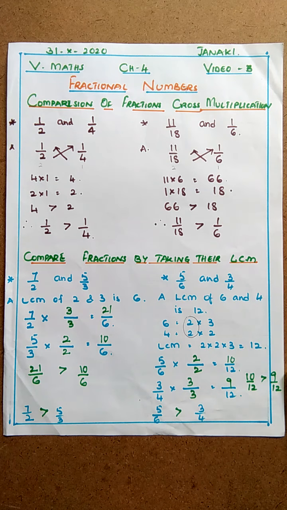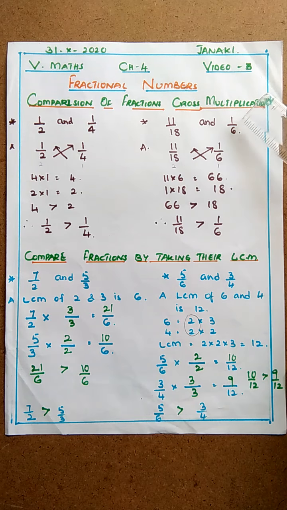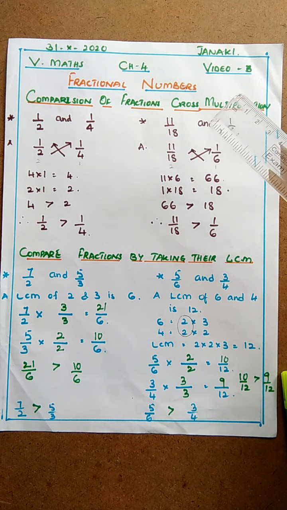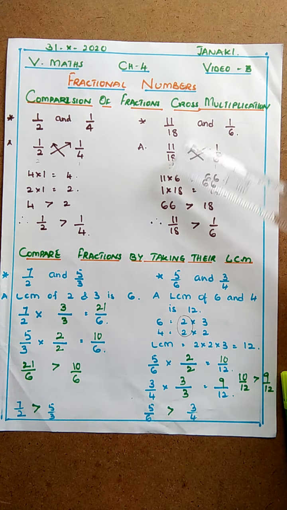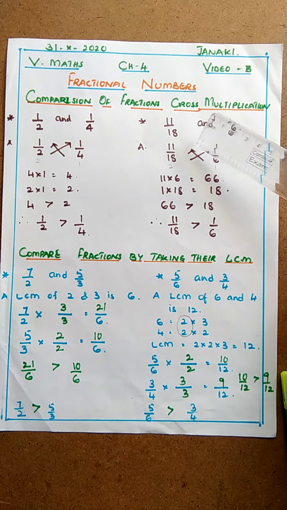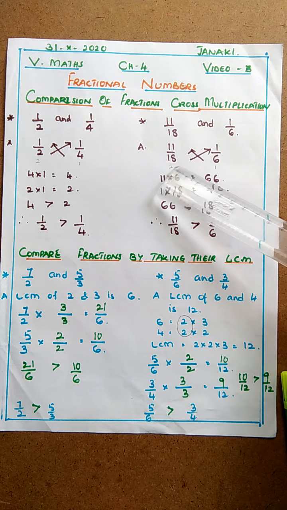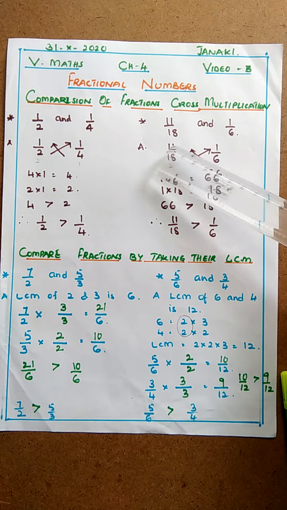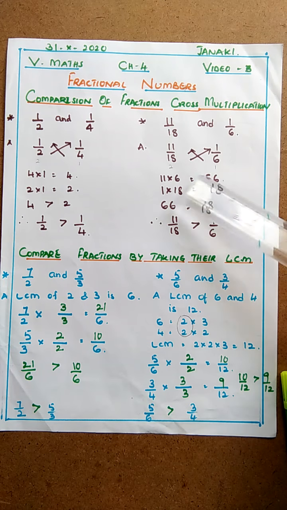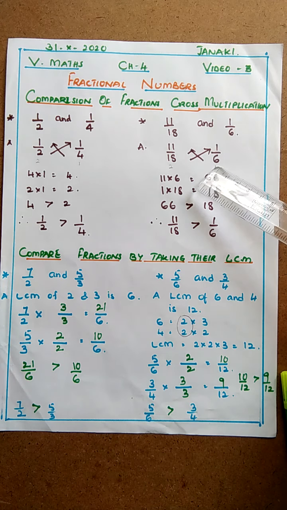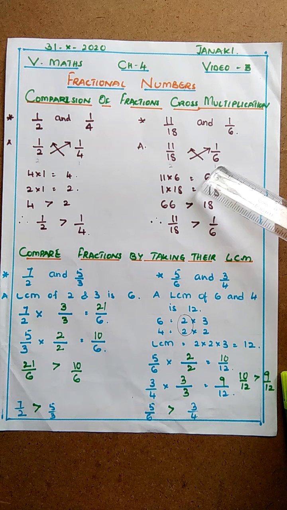Now, let us take another example: 11 by 18 and 1 by 6. Here, what are the denominators? 18 and 6 are the denominators. So now here we have to cross multiply. Let us take the first fraction. What is the numerator here? 11. And now multiply 11 by the denominator of the second fraction, that is 6.